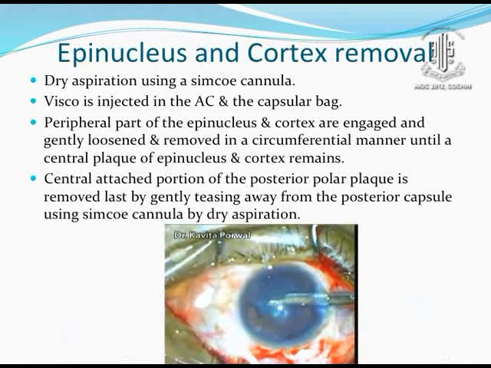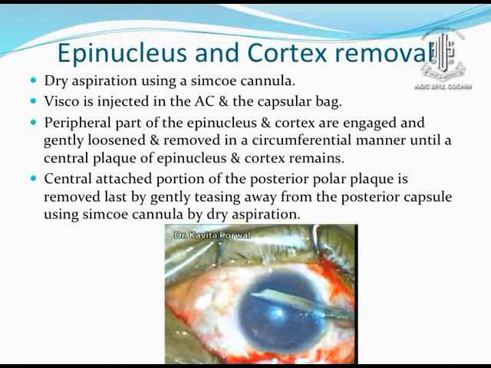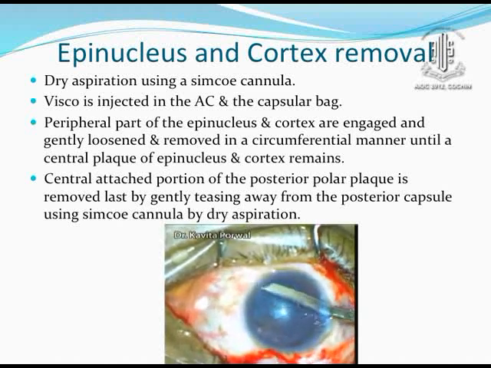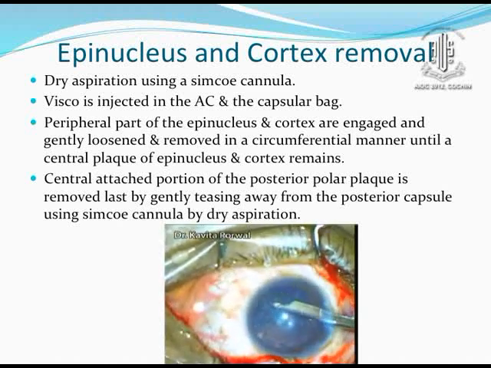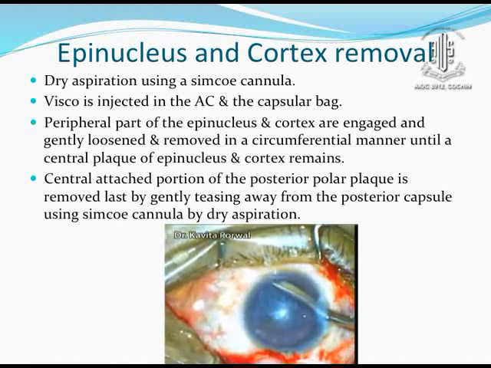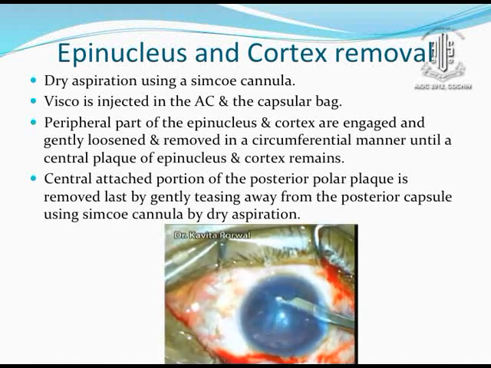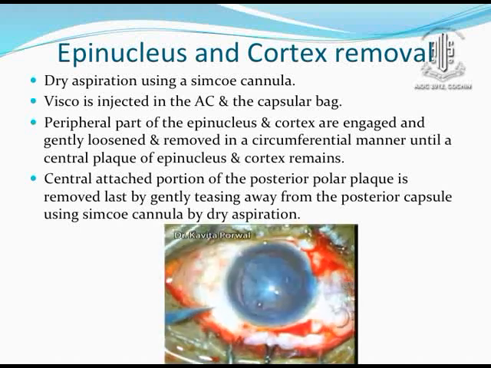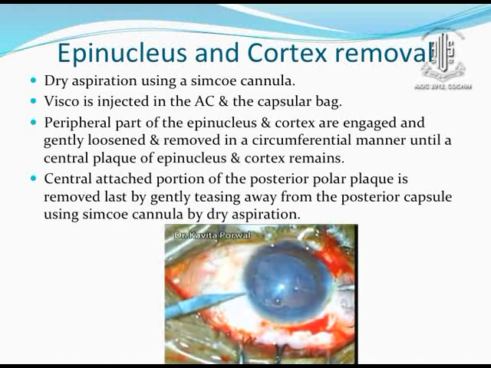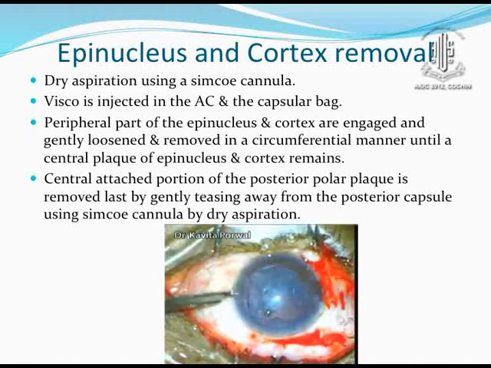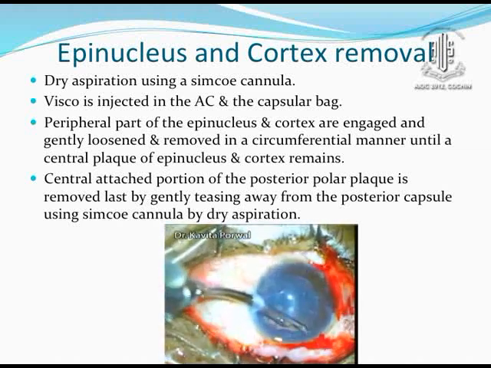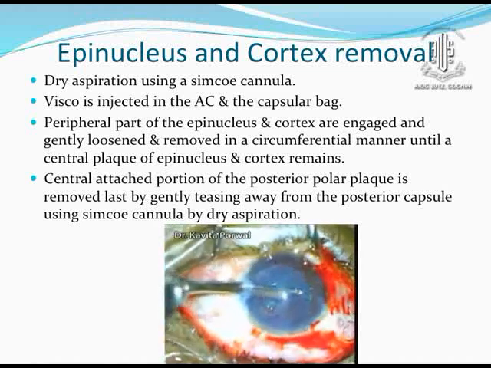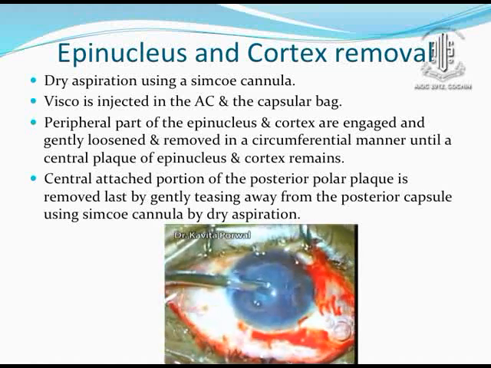Epinucleus and cortex removal: a dry aspiration has to be used using a Simcoe cannula. Visco is injected into the anterior chamber and the capsular bag. Peripheral parts of the epinucleus and cortex are engaged, gently loosened and removed in a circumferential manner until the central plaque of epinucleus and cortex remains. The central attached portion of the posterior polar plaque is removed last by gently teasing away from the posterior capsule using the Simcoe cannula by dry aspiration.